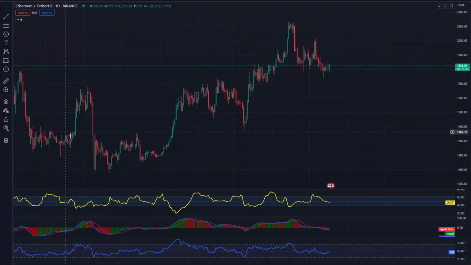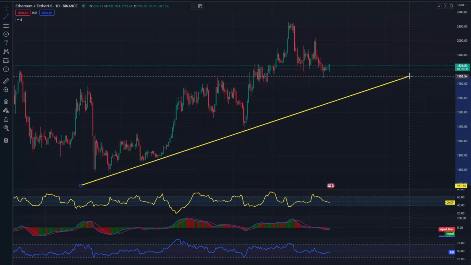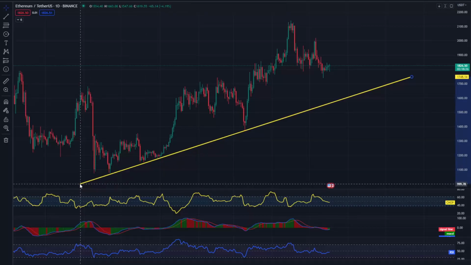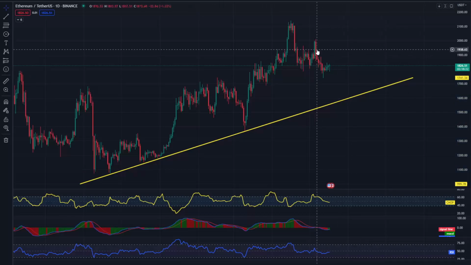As the second chart in today's review, we will check ETH against USDT, also on a single-day timeframe. First, we will use the yellow line to mark the uptrend line above which the price is currently holding.